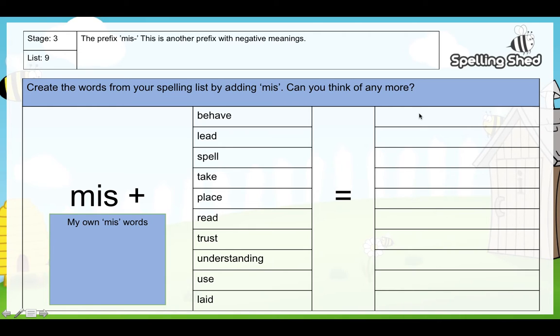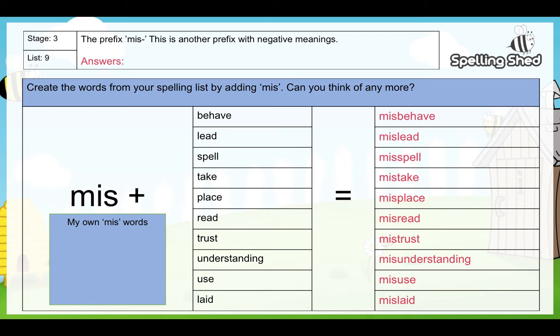So can you add miss to those words and write them out so that it makes them mean the opposite? And there's a little box down here so you could find a space on your page. Can you add any of your own, so any others that aren't here in our spelling list? Okay, pause the video because I will show you the answers and you can check.